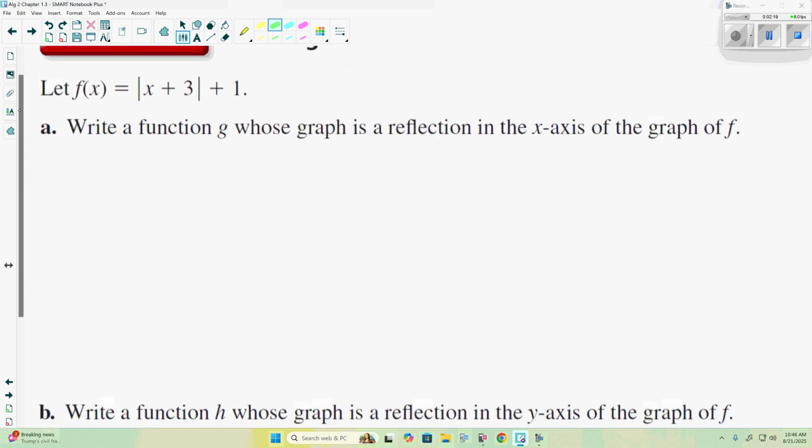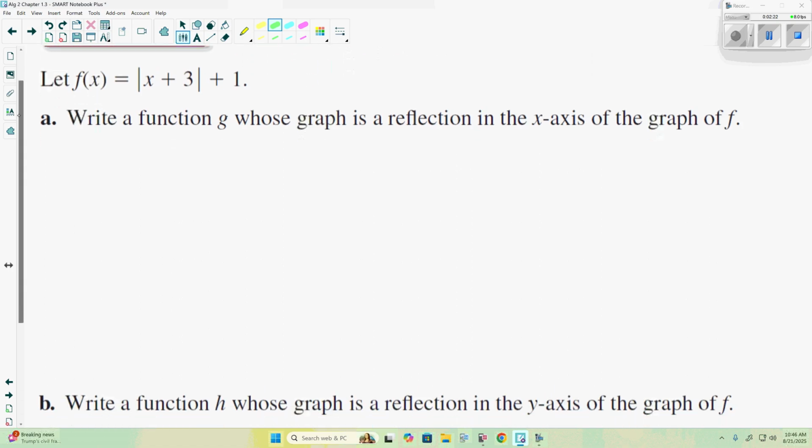So let's take a look at this here. Let f of x equal the absolute value of x plus 3, plus 1. We want to reflect it across the x-axis here first. So we want to write a function g of x whose graph is a reflection in the x-axis. Now our denotation for reflection across the x-axis is negative f of x.